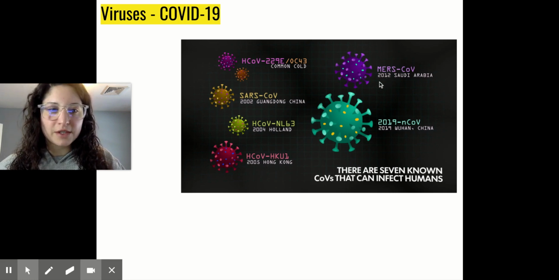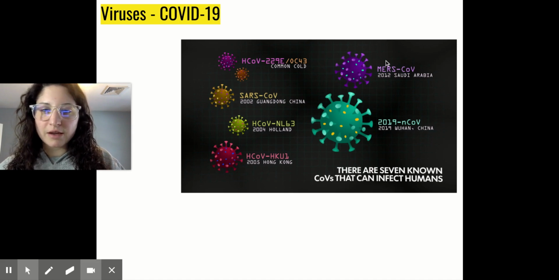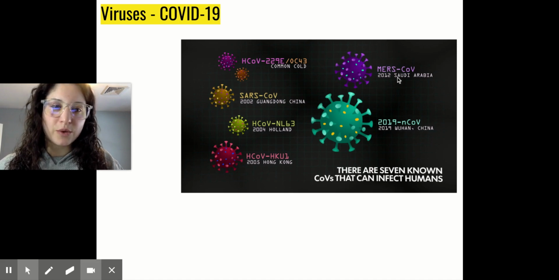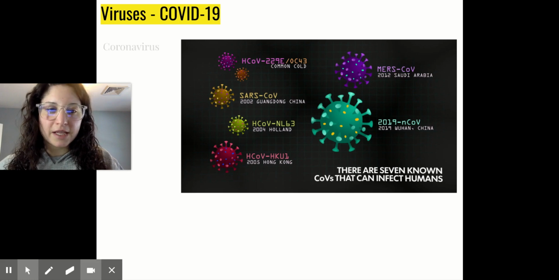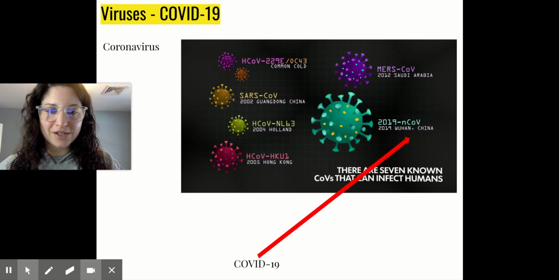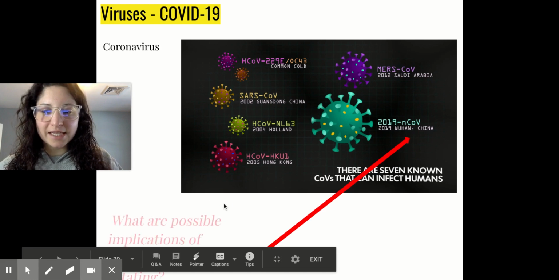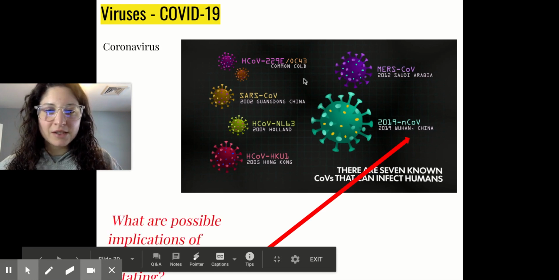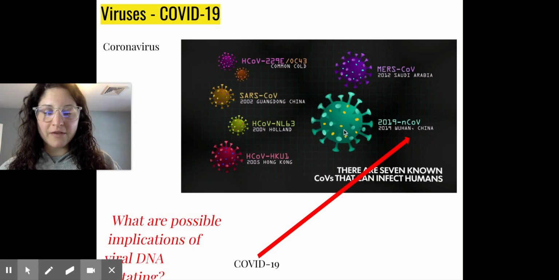There's also a virus called MERS. And again, this was due to a coronavirus. This was in 2012 in Saudi Arabia. And then finally, we get to 2019, Wuhan, China, the emergence of the COVID-19 virus. And so the idea here is that these are all the same type of virus.